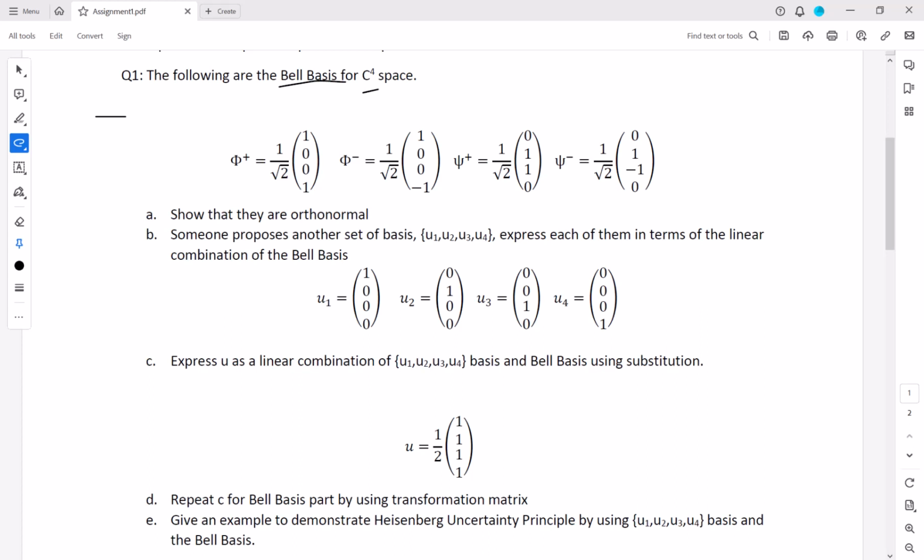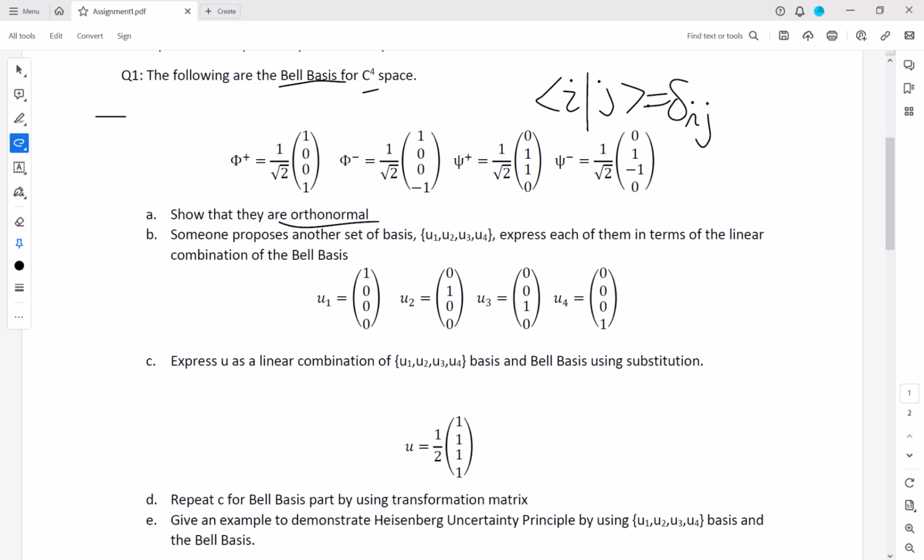But basically what I'm asking you to do is very simple. You don't need to understand all this. First, you show that they are orthonormal. By definition, what is orthonormal? Not delta Ij, sorry, I mean the inner product of vector I and vector j equals delta Ij, right? If I is not equal to j, then you get 0, right?